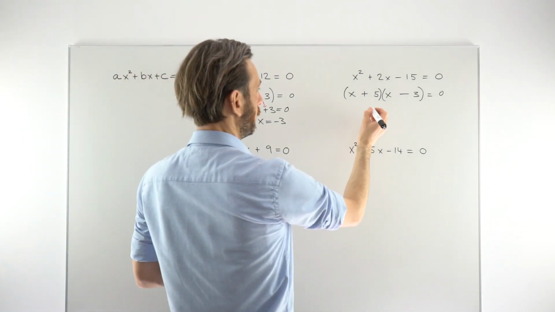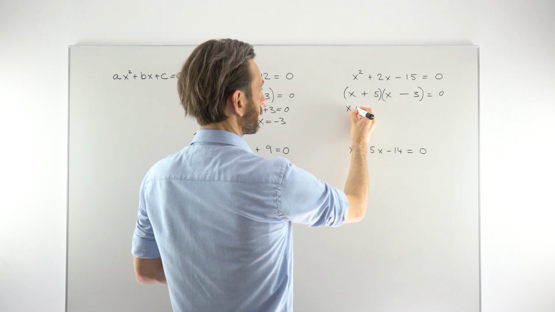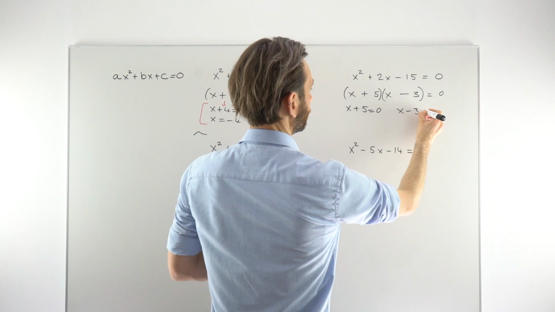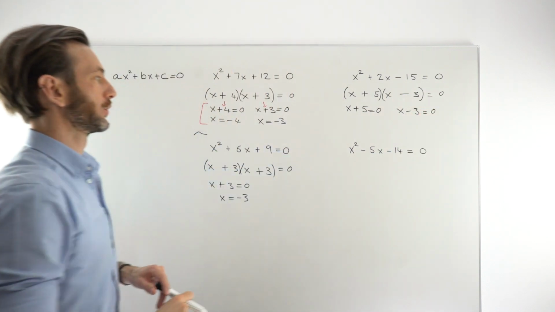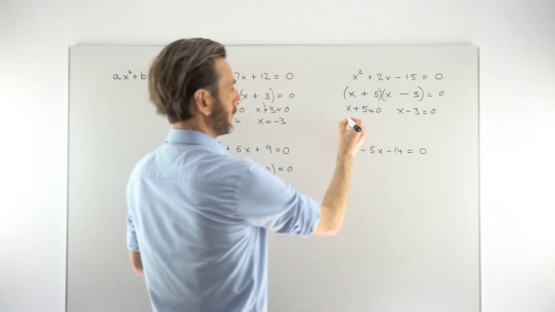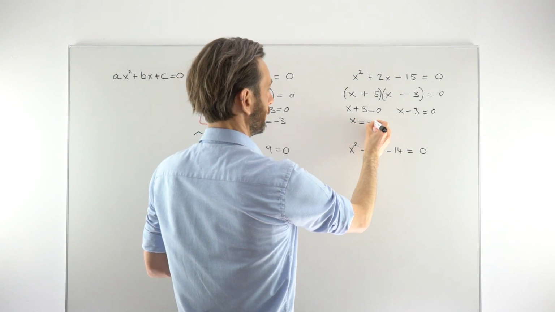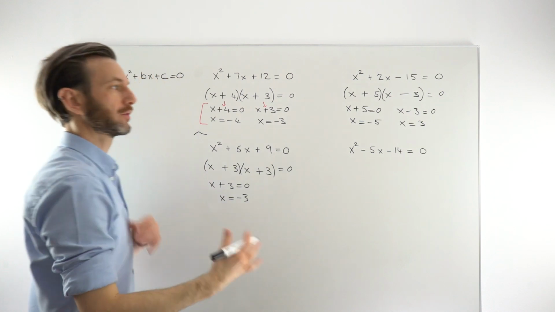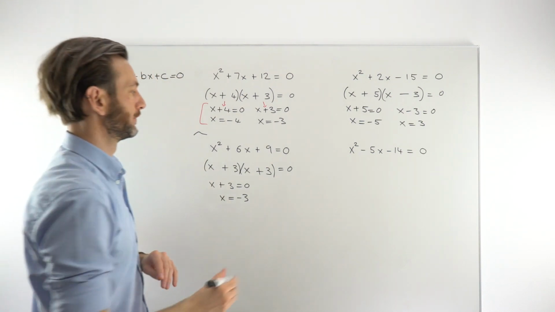Just a little more difficult. But now we just do the same thing. We're going to split this guy off into two little equations. And then we're just going to go ahead and solve them at that point. So we're going to get x equals -5 and then x equals +3. So that last part is always pretty straightforward.